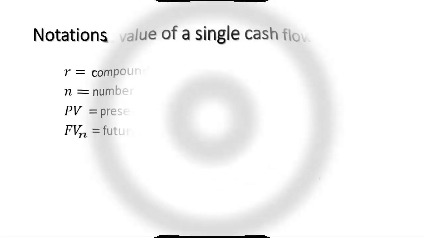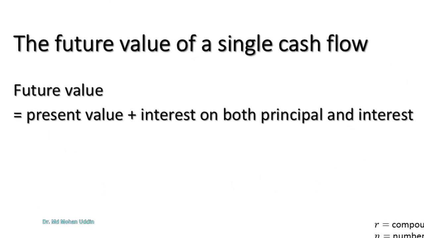Now let us try to recall that the future value is actually the present value plus the interest on both principal and previously earned interest. So if we consider that the interest is paid every year, then for calculating the future value in 1 year, we will not have the interest on interest part. Okay, so now let us try to find the expression for future value after 1 year.